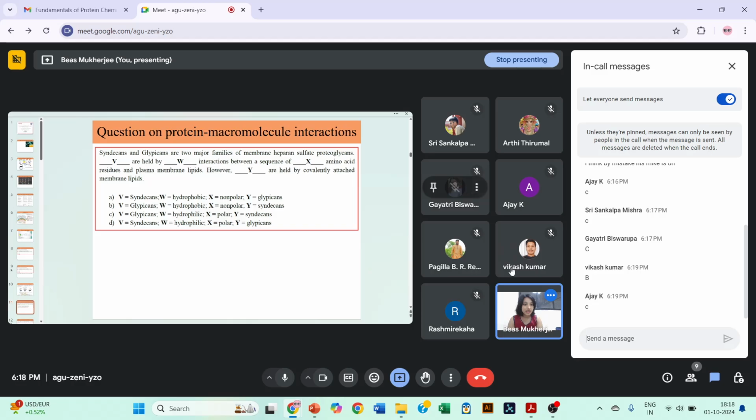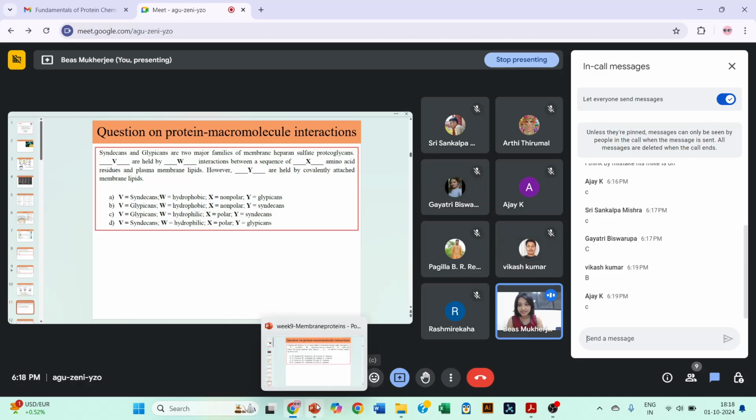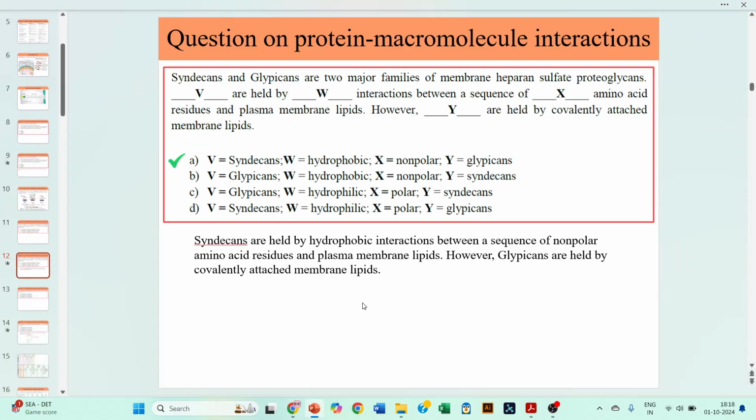So, which one do you think? Okay, we have two answers. Let us see which is the right one. Yes, answer option A is correct because syndecans are held by hydrophobic interactions between a sequence of non-polar amino acid residues and the plasma membrane lipid.